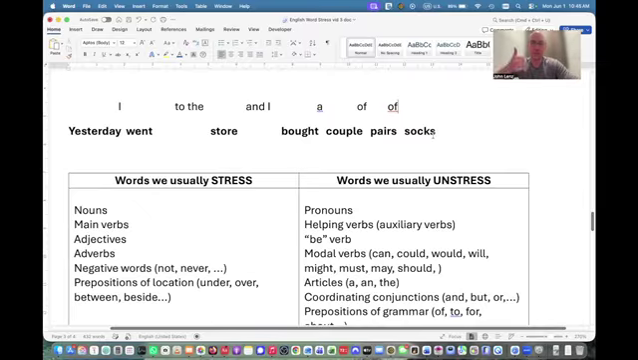Socks, noun, yes. So we end up saying for this whole sentence, yesterday I went to the store and I bought a couple of pairs of socks. Yesterday I went to the store and I bought a couple of pairs of socks. Put those two groups of words together, the function words, the content words. One group is unstressed, the other group is stressed. And now we get a real English sentence with its da da da da da da da da da da da da da da. Okay? That's what English sounds like.